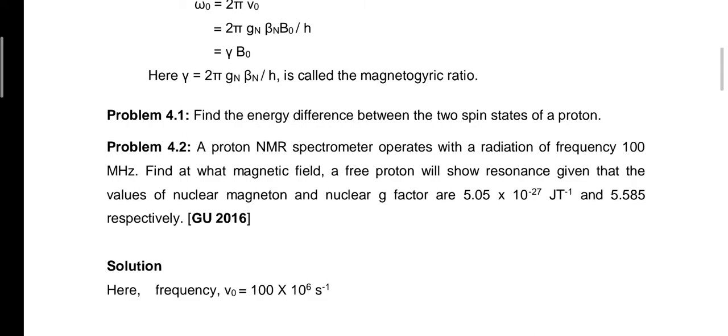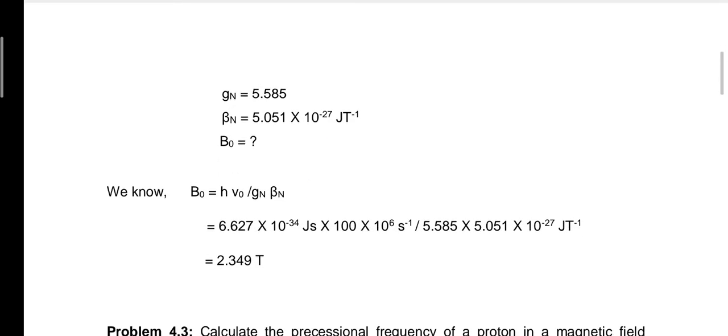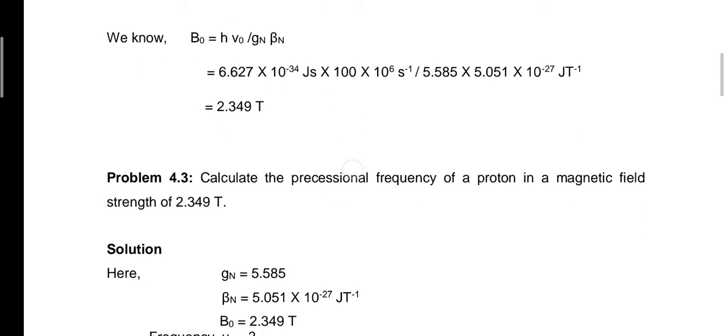This question asks: a proton NMR spectrometer operates with radiation of frequency 100 megahertz. Find at what magnetic field a free proton will show resonance, given that the values of the nuclear magneton and the nuclear g factor are 5.05 × 10⁻²⁷ joule per tesla and 5.585 respectively. The solution is given, so if you study it then you will understand.